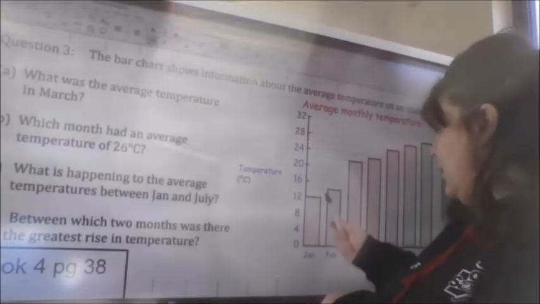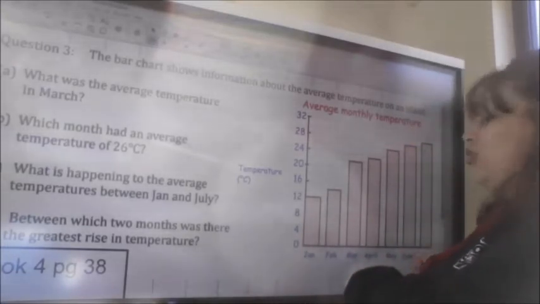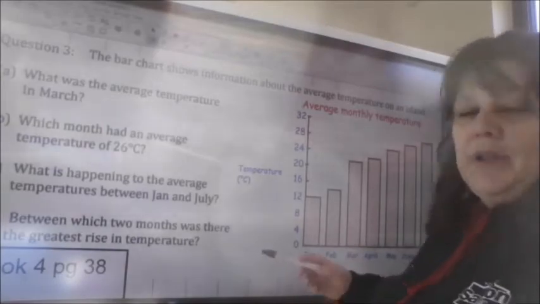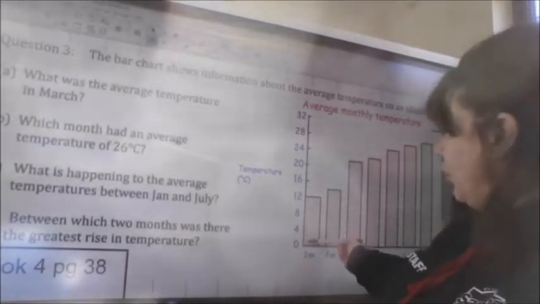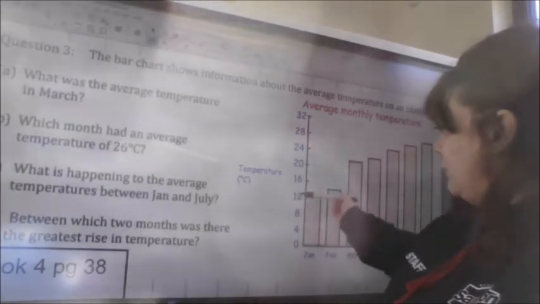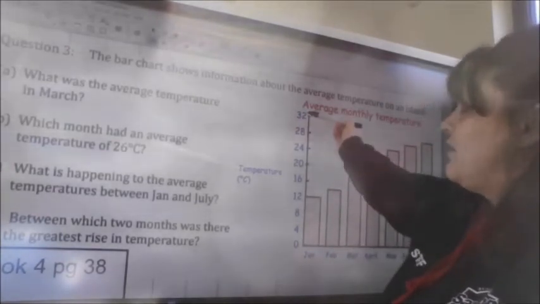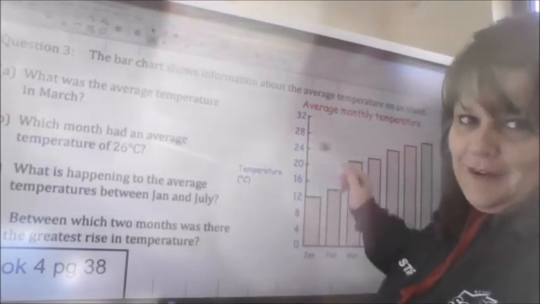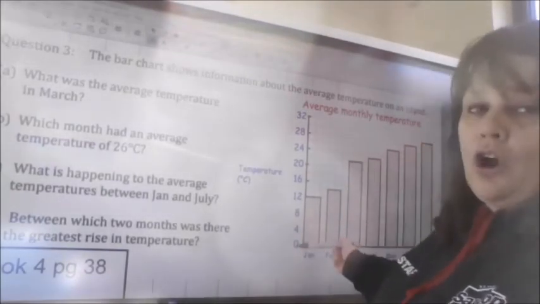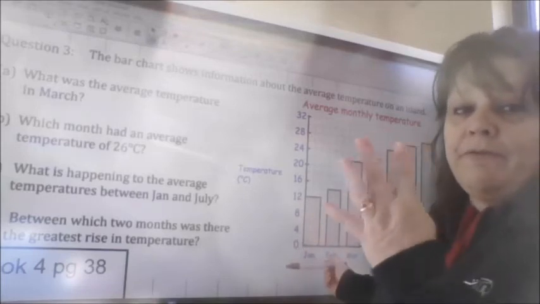So you can put Jan, Feb, March, April, May, June, July. Let's have a look at the scale then. So we're looking at this y-axis here. It's going 0, 4, 8, 12, 16, 20, 24, 28, 32. And those of you who are very eagle-eyed will have spotted that's your 4 times table. So it's not going up in ones, it's going up in fours.